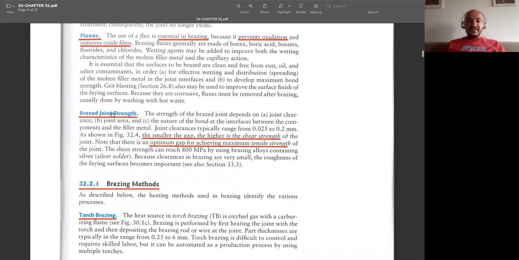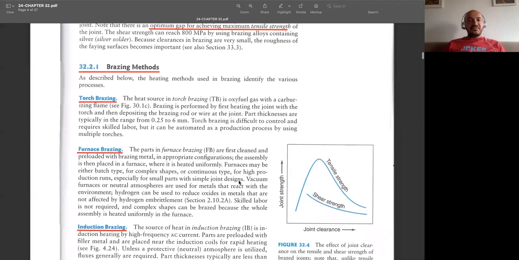And the strength of the joint depends highly on the gap between the products. If it's smaller, we will have a higher strength. But as I said at the beginning, if it's too small, then you may not actually fill the gaps with the molten metal. So you should find the optimum gap between the products.